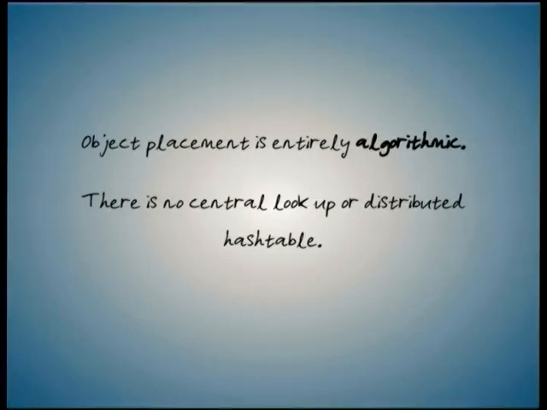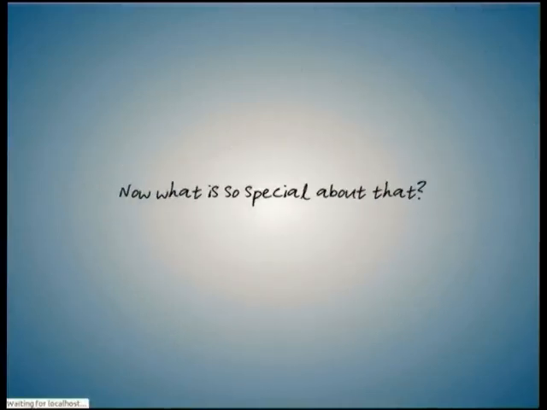Object placement is completely algorithmic. So there is no central lookup database, and there is also no such thing really as a distributed hash table. Now, what is special about that? That concept of data storage is a little abstract, so I tend to like to use a bit of a more concrete example. Okay?